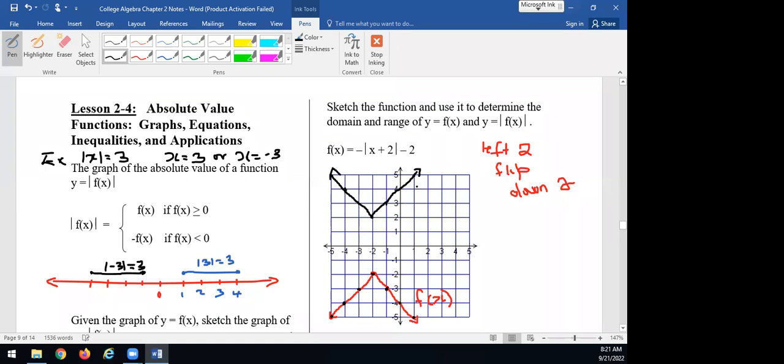So this now is the absolute value of f of x. So all of these negative y values, you just change them to positive. That's all I did. So here we have -3, 3 is going to be -3, +3. Where you have -4, -4 is going to be -4, +4. So all negative y becomes a positive.